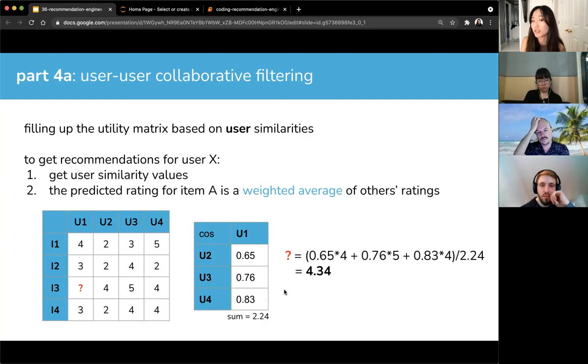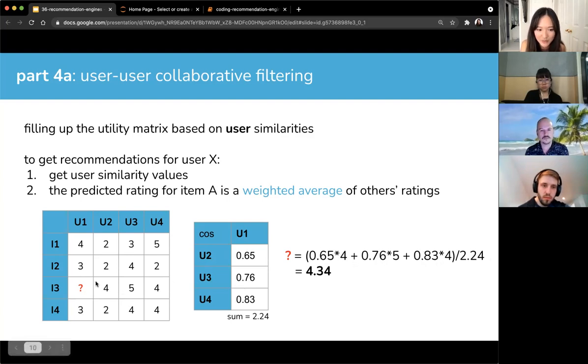So user 1 is most similar to user 4. That's what this is saying. What I'm then going to do is take the weighted average of these other users' ratings for item 3. I know the math with numbers can sometimes look like a lot, but you can see that 0.65, 0.76, 0.83 comes from this table here.